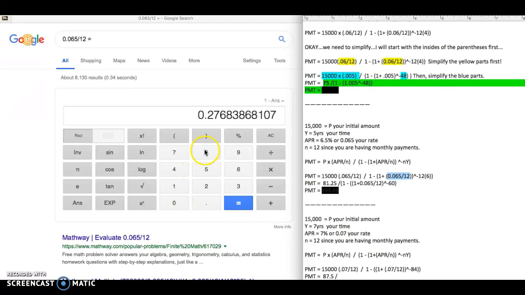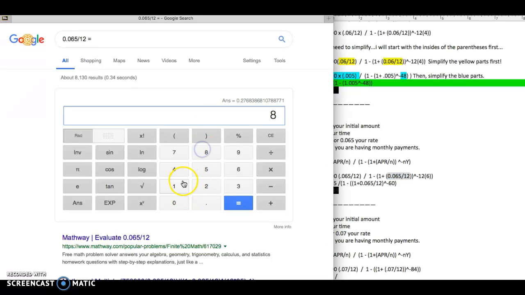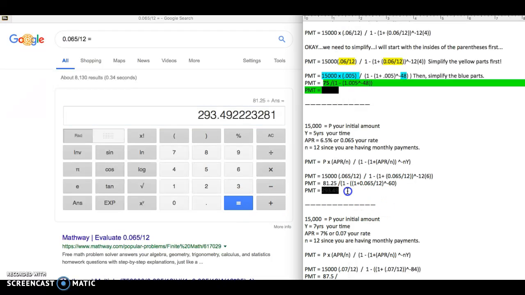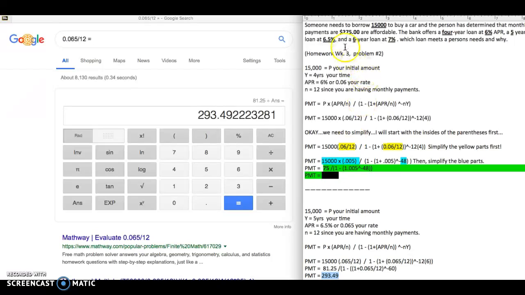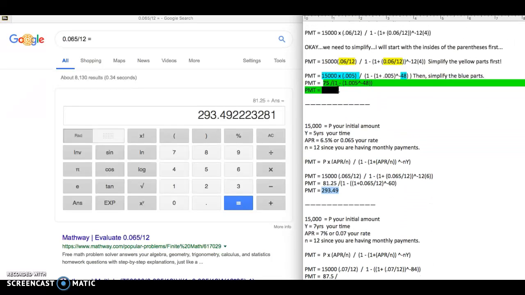So I take 81.25 divided by my answer, and I get $293.50 approximately. Let's see. Yeah, $293.49 is my answer there. Can I afford it? Let's look. Can I afford a $293 payment? No, I cannot. So I need to try my third option.